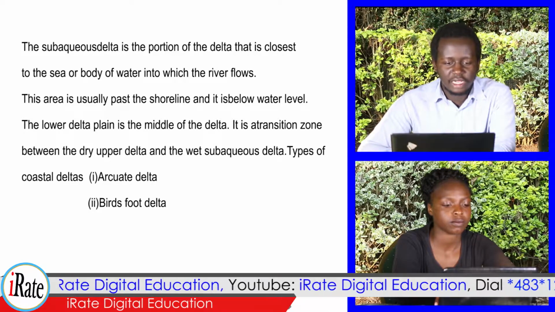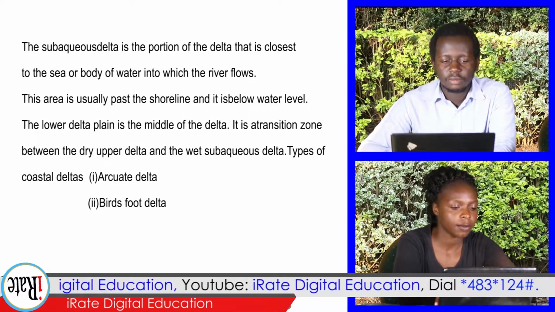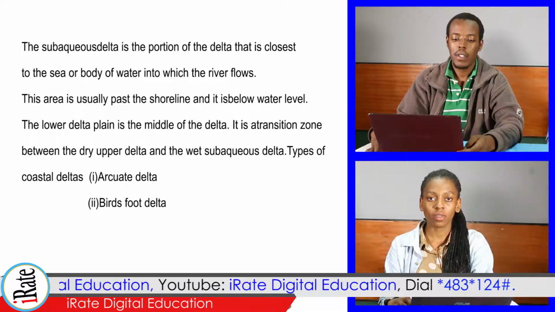Types of coastal deltas include 1. Arcuate delta and 2. Bird's foot delta. We proceed to the next question.